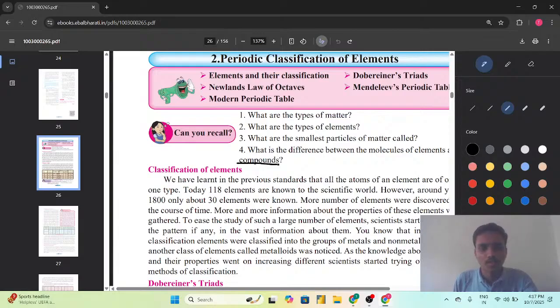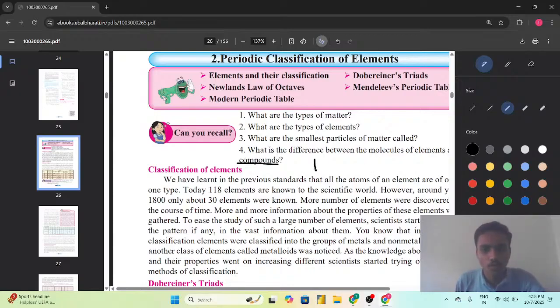So basically, compounds have a fixed proportion. In a mixture, it is the same definition: when two or more substances combine in any proportion, a mixture is formed, and in a fixed proportion, a compound is formed.